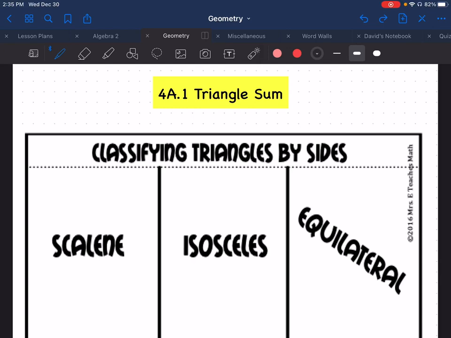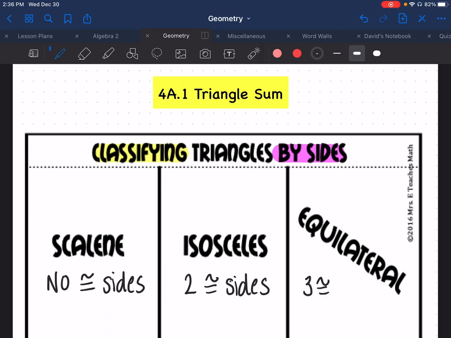For today's lesson, we're going to review the triangle sum lesson for 8.1 because we will be moving forward in Unit 4A. So remember, at the beginning we classified our triangles by their sides. We called them scalene if they had no congruent sides, isosceles if they had two congruent sides, and equilateral if they have three congruent sides.